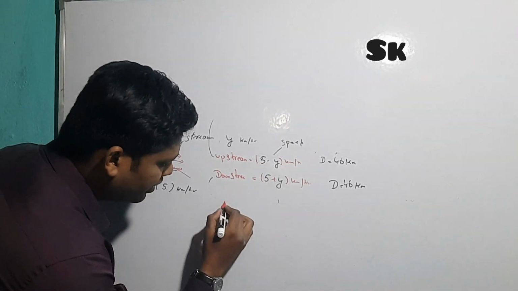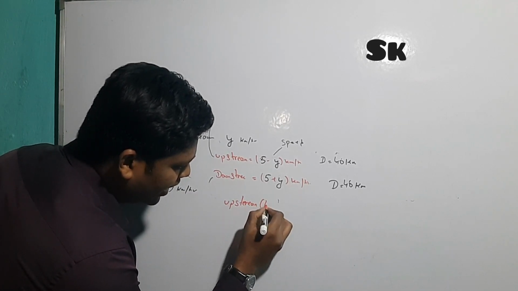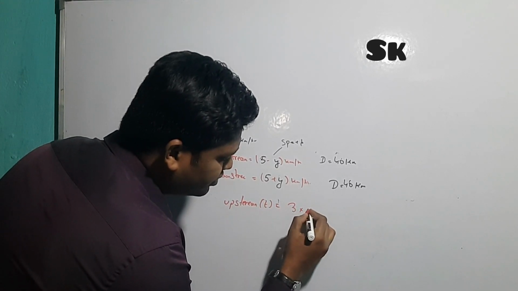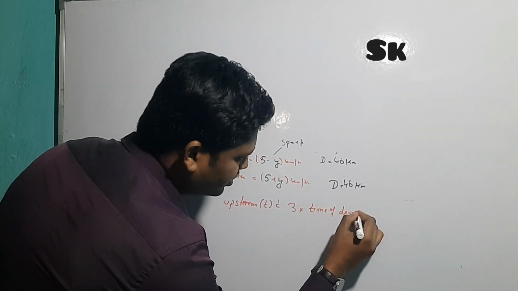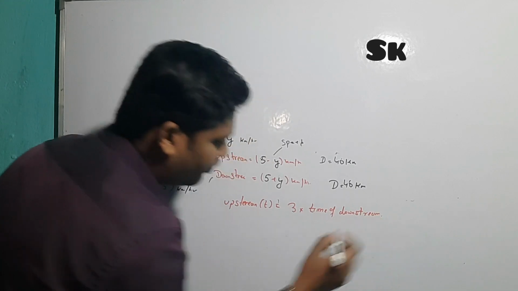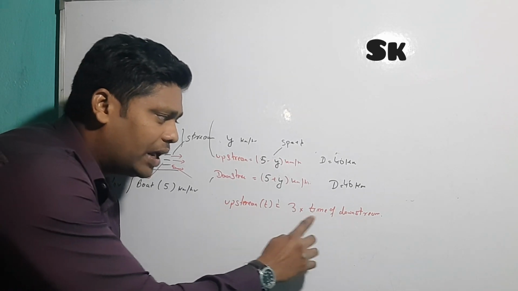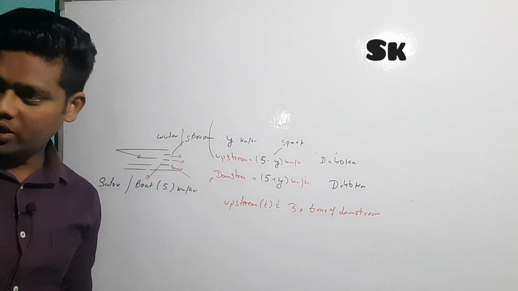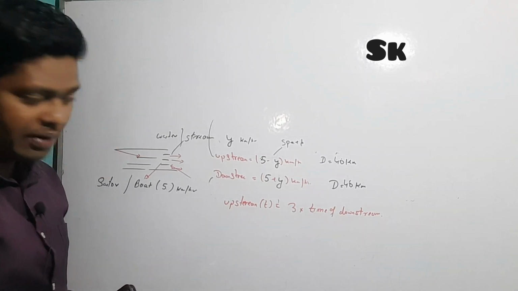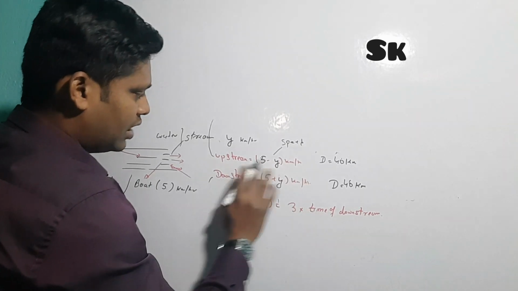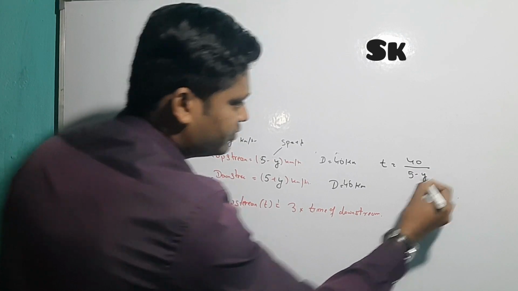So upstream time is equal to 3 times the time of downstream. This is the main thing from where we have to frame an equation. This is what he is saying: upstream time is 3 times the time of downstream. So now I have to find out the upstream time first. Upstream time is how much? Time is distance by speed. So upstream time is 40 by 5 minus y.